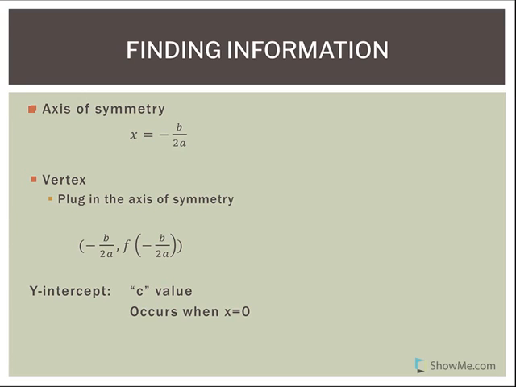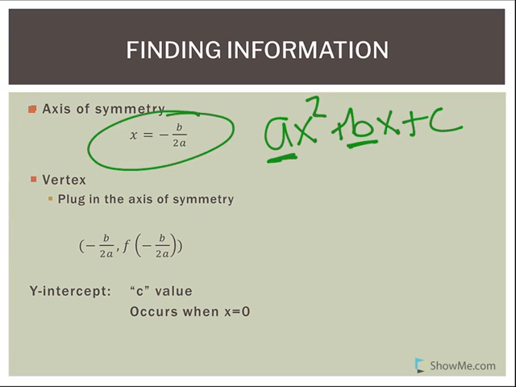Okay? So now here's where we're going to talk a little bit more about some of that other information that I mentioned. So first of all, our axis of symmetry. The equation to find this is -b over 2a. Okay, and again, you're just grabbing these from your standard form of your equation. So whatever your a is and your b is, those are the values you plug into this equation.